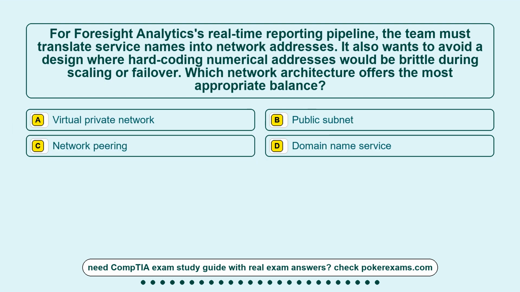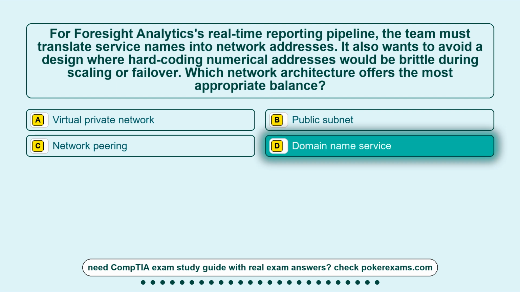Question 5. For Foresight Analytics' real-time reporting pipeline, the team must translate service names into network addresses. It also wants to avoid a design where hard-coding numerical addresses would be brittle during scaling or failover. Which network architecture offers the most appropriate balance? Option A, a virtual private network. Option B, public subnet. Option C, network peering. Option D, domain name service. The correct answer is option D, domain name service.